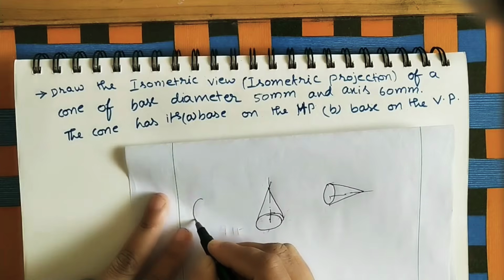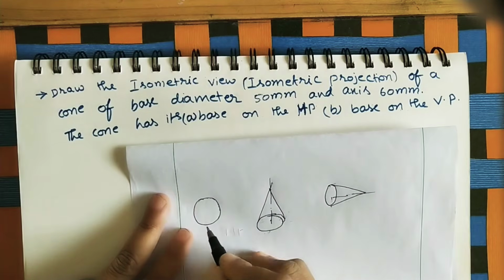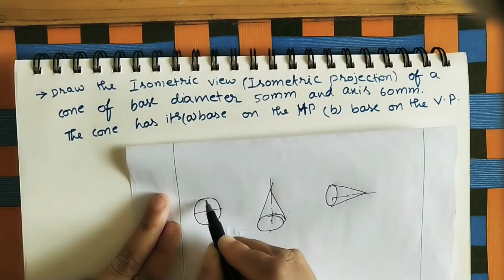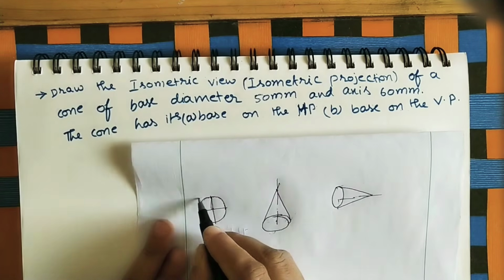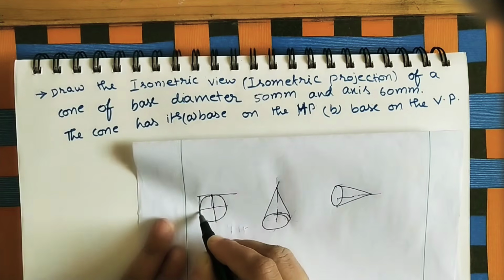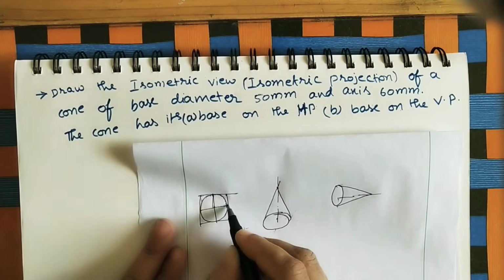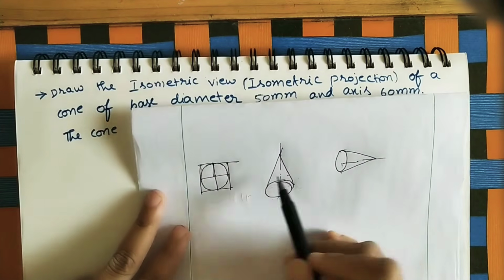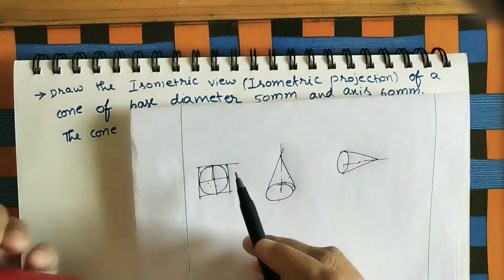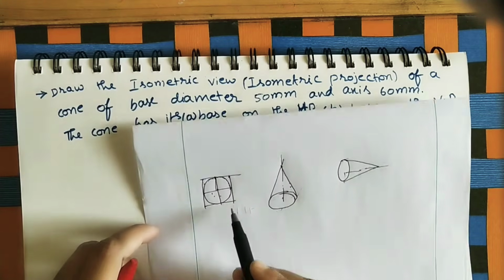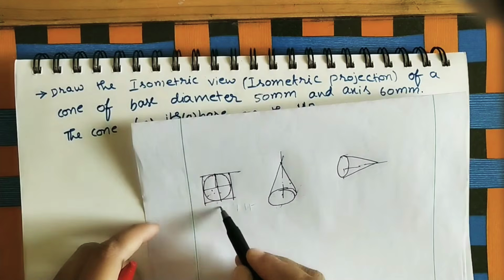So we have to take the base of the circle, given circle like this. We have to take horizontal diameter and vertical diameter at the center. After that we have to take one box. For doing this diagram, this is the base we are taking in the orthographic view, that is two-dimensional view. What is the diameter of the base? 50 mm. This is 50, this is 50.